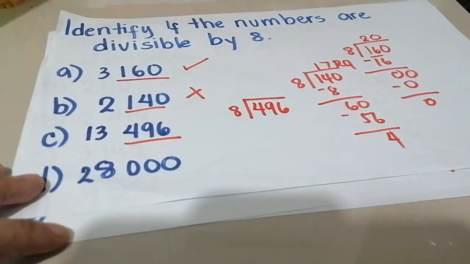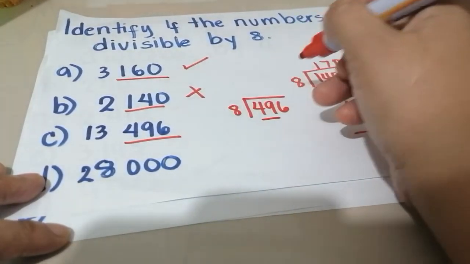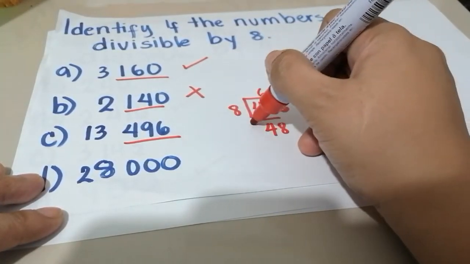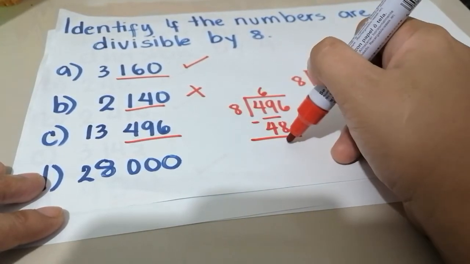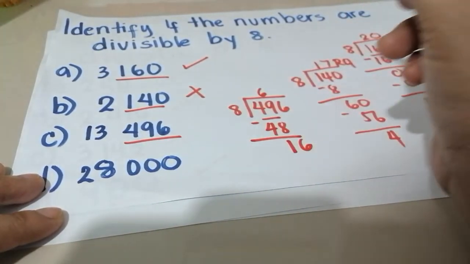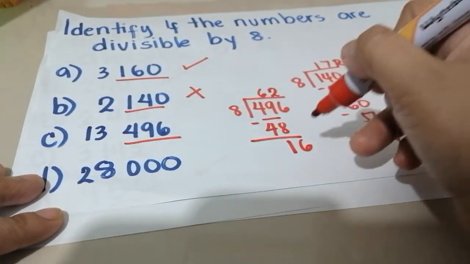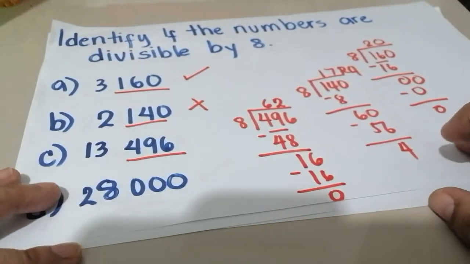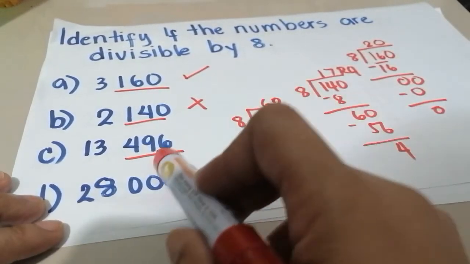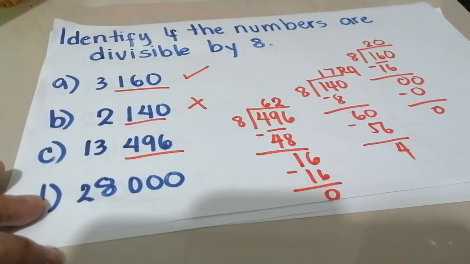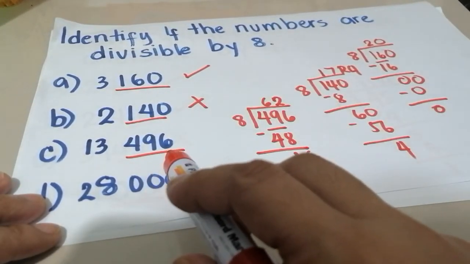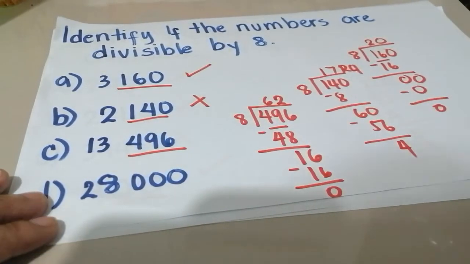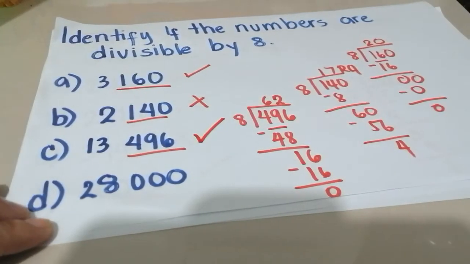So how many 8 can fit to 49? So that is 6. So 6 times 8 is 48. Subtract that. It will give you 1. Bring down 6. 16 divided by 8 is 2. So 2 times 8 is 16. 16 minus 16 is 0. So dahil ang remainder niya ay 0, ibig sabihin 496 is divisible by 8. And since 496 is divisible by 8, therefore, 13,496 is also divisible by 8.